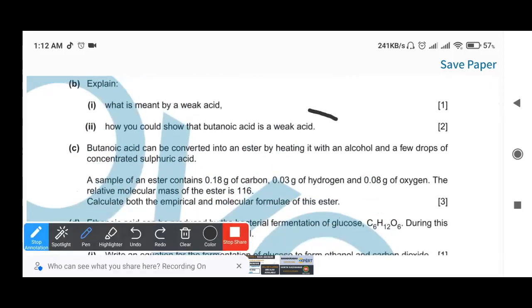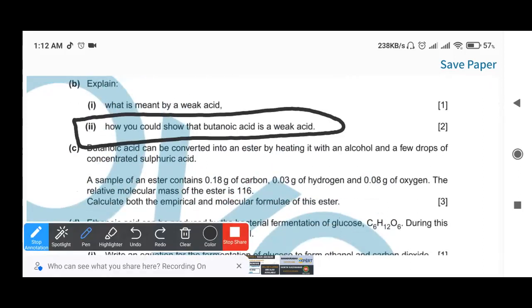And how will we show that it's a weak acid? Let's put universal indicator. Universal indicator will show orange color or yellow color. And in strong acid, universal indicator shows red color.